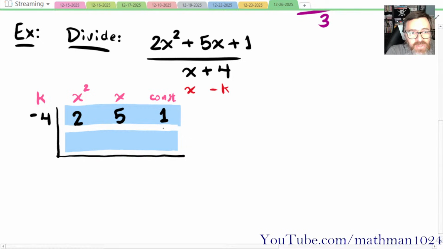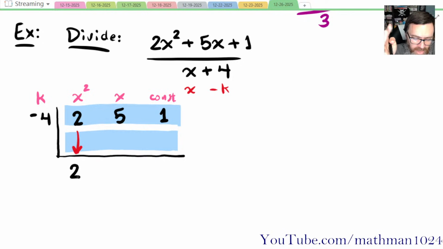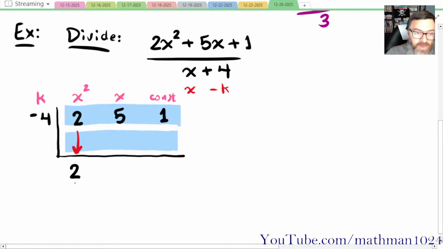The rest of this is a matter of adding and multiplying, just going back and forth. The first thing we do, though, is immediately bring down this lead coefficient of 2 down here to the bottom. And this is where we're going to end up with our answer. All the stuff that I have highlighted in blue is scratch work type stuff. So every time I've got a number down here, I'm going to multiply it times the k value. So negative 4 times 2 is negative 8, and that goes up here.